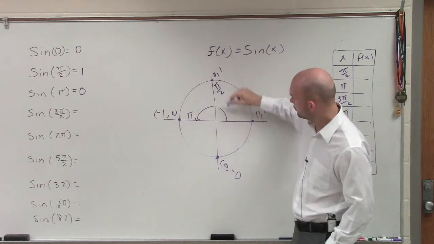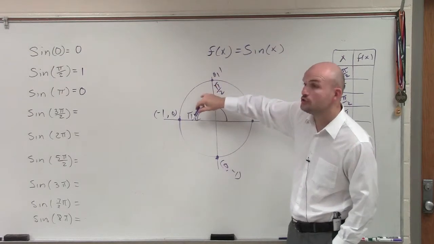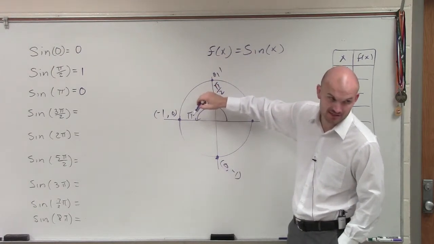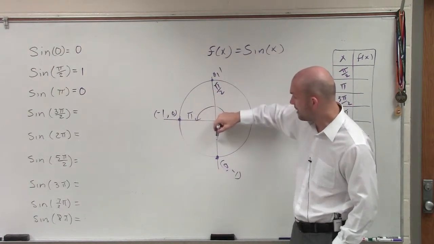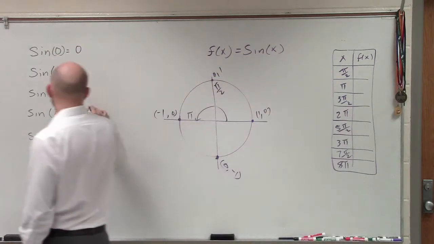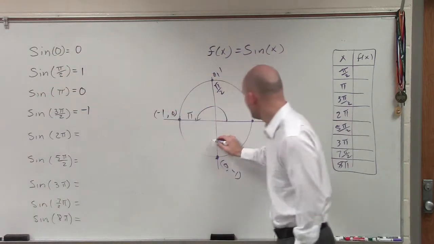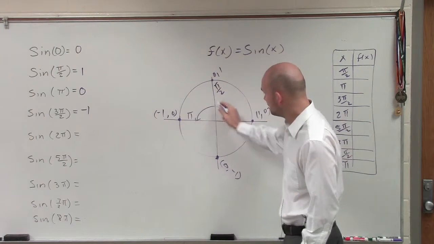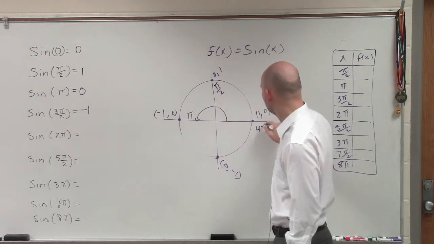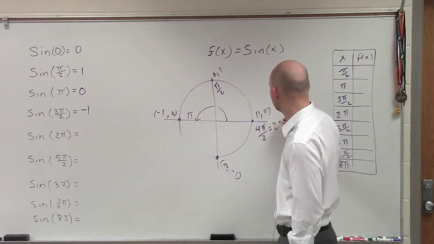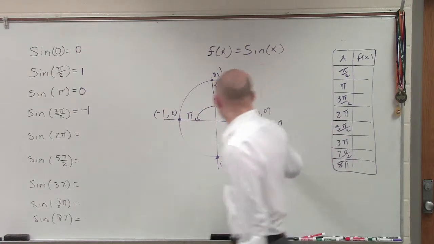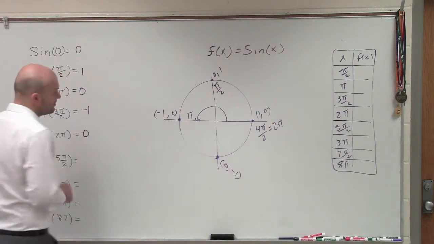All right? So if we go here, that's pi halves. That's 2 pi halves. 2 pi halves is the same thing as pi, right? So therefore, that's 3 pi halves. So that's negative 1. This is 4 pi halves. So if I go all the way around the circle, that's 4 pi halves, which is the same thing as 2 pi. So 4 pi halves, again, goes back to 0.